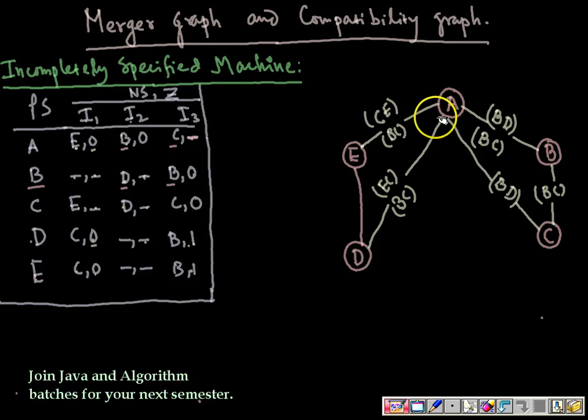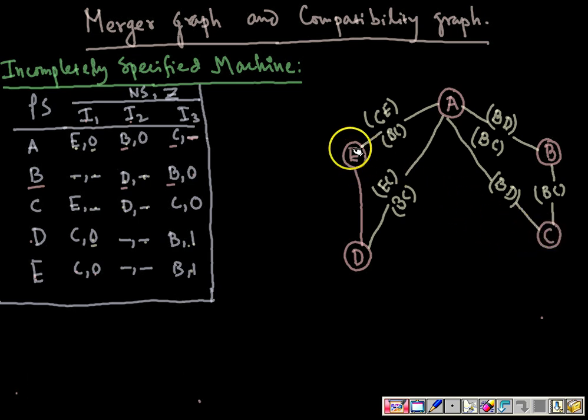Now let us check. A and E are compatible only if CE and BC are compatible. Now we need to check whether these compatibilities hold or not. Now BC, yes, BC is compatible. CE, C and E is not compatible. Since there is no arc in between C and E, so this is not possible.